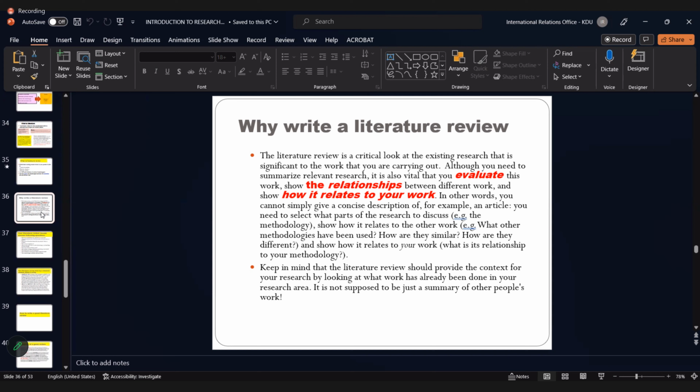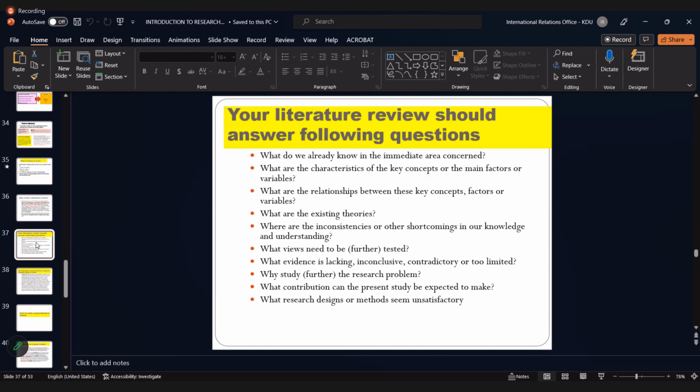Okay. Remember, it is not supposed to be just a summary of other people's work. That is what undergraduate students are now doing in their final year. They are summarizing other works. No point. Okay. This is on the literature review.